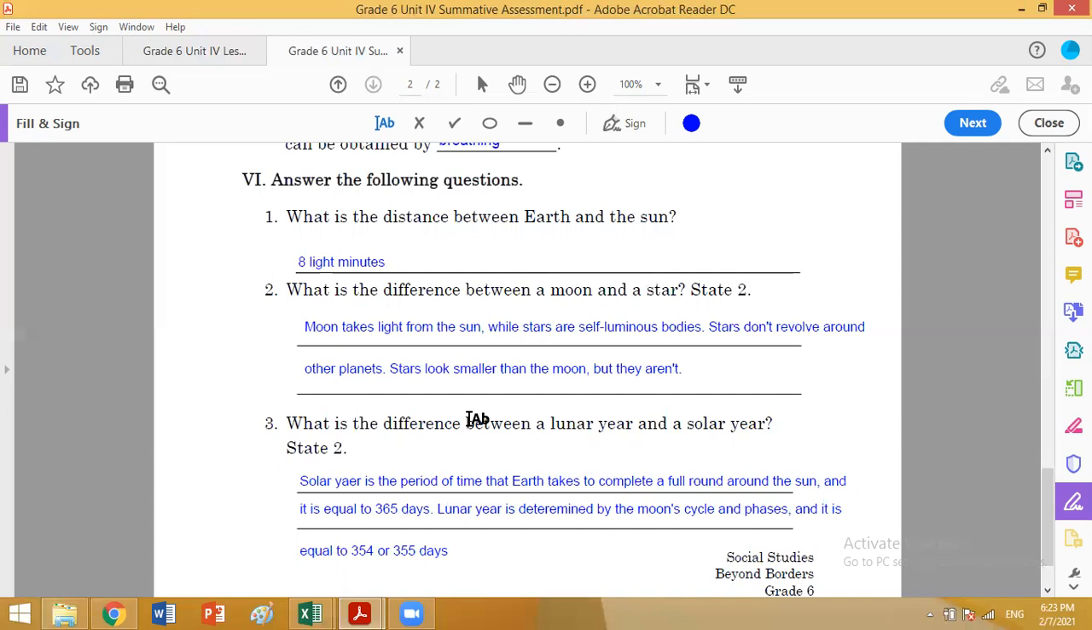Question number 3. What is the difference between a lunar year and a solar year? State 2. A solar year is the period of time that Earth takes to complete a full round around the Sun, and it is equal to 365 days. A lunar year is determined by the moon's cycle and phases, and it is equal to 354 or 355 days.